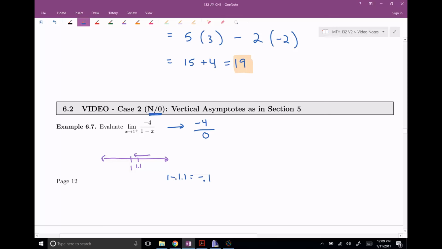Notice this works if you were to choose 1.01 or 1.001. In all of these cases, if you plug in something that's bigger than 1 for x, close to 1 but just a little bit bigger, the denominator is going to be smaller than 0, just a little bit negative. Because we have -4 divided by something very close to 0 but just a little bit negative, this negative divided by negative means we're going to get positive infinity. So the limit as x approaches 1 from the right of -4 divided by 1 minus x is going to equal positive infinity.